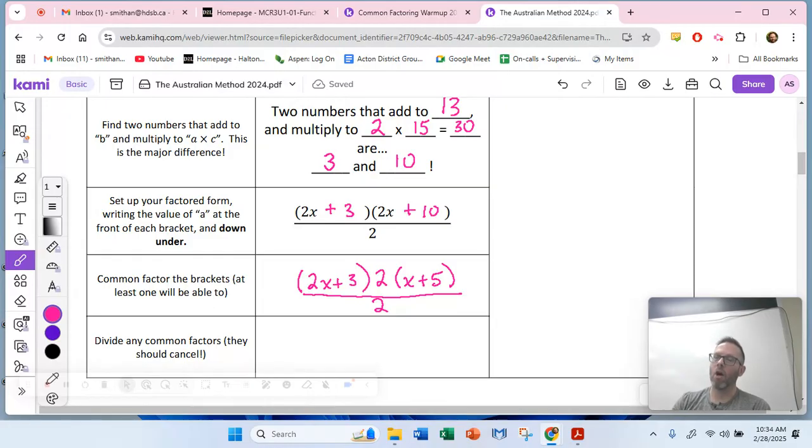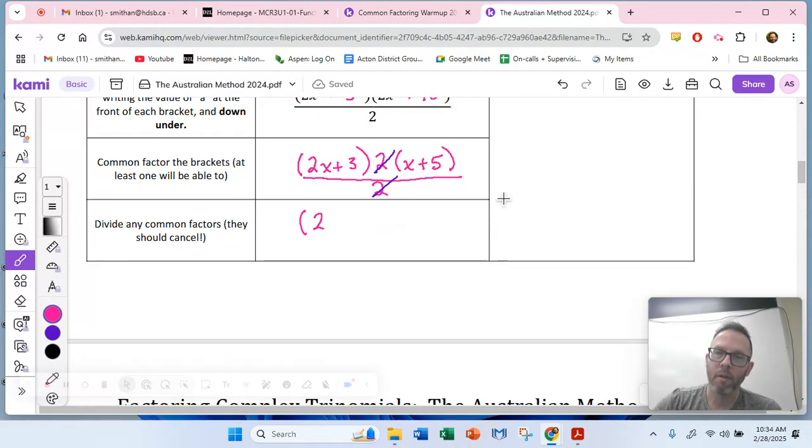And then this always works. It's a nice self-check with this method. If you've done things correctly, the number on the bottom will always divide out perfectly. And so we're left with our factored form of 2x plus 3 times x plus 5. And everyone, is that not what was at the top? What we expanded? Yeah, it works.